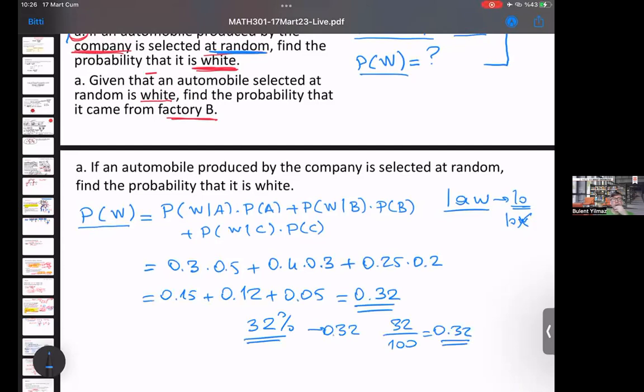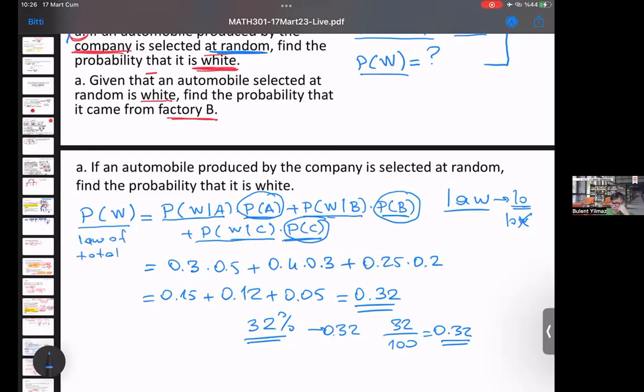Is everybody clear on that, guys? Is everybody clear using this law of total probability? Factory A, factory B, factory C. What is the probability of obtaining a white car from factory A, white car from factory B, white car from factory C? We have to find out the probabilities of choosing a factory, and then the probability of obtaining a white car from that company or factory. And then I find out the total. I used the law of total probability in solving this question.